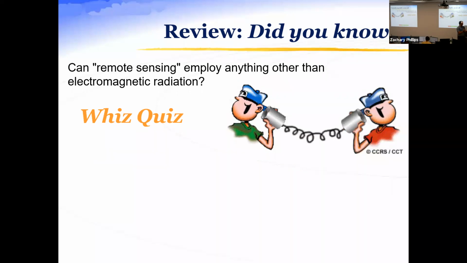Here's another one for you. Can we use anything else aside from EMR in remote sensing? Who said yes? What can we use? Radio waves? That's EMR, right? Sound waves. Sound waves, definitely one. That is not a form of EMR. How about seismic waves? It's a pretty cool form of remote sensing.